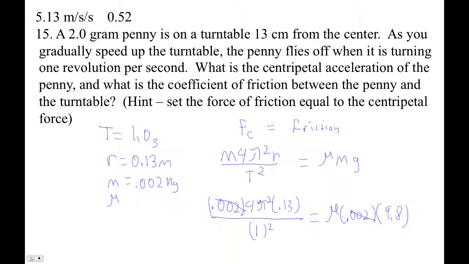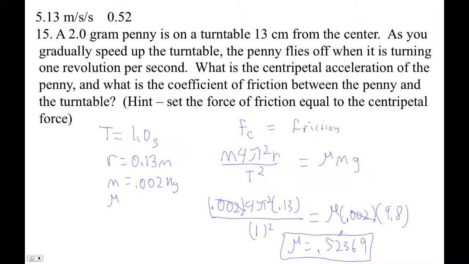Okay, so mu is simply going to be this. I'm going to go 4 times pi squared times 0.13 divided by 1 squared. Don't forget to divide by 1 squared, right? And then I'm going to divide by 9.8. And I get 0.52369, etc. And there are no units for this, right? So if we only have 2 digits, which it looks like we do, we'd say 0.52, right?